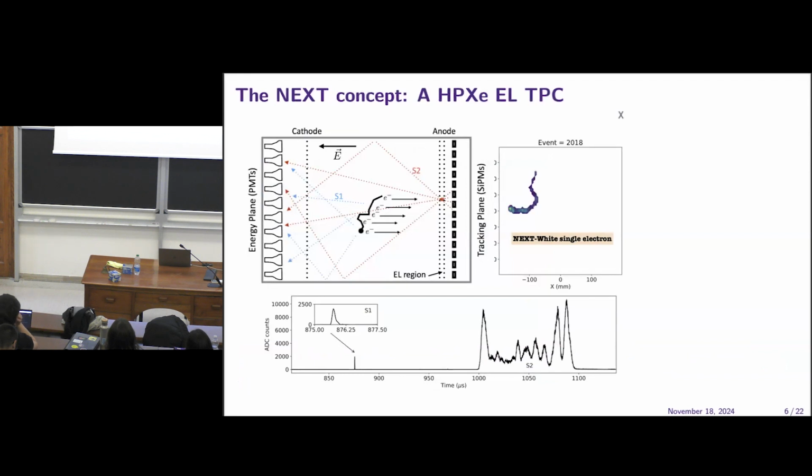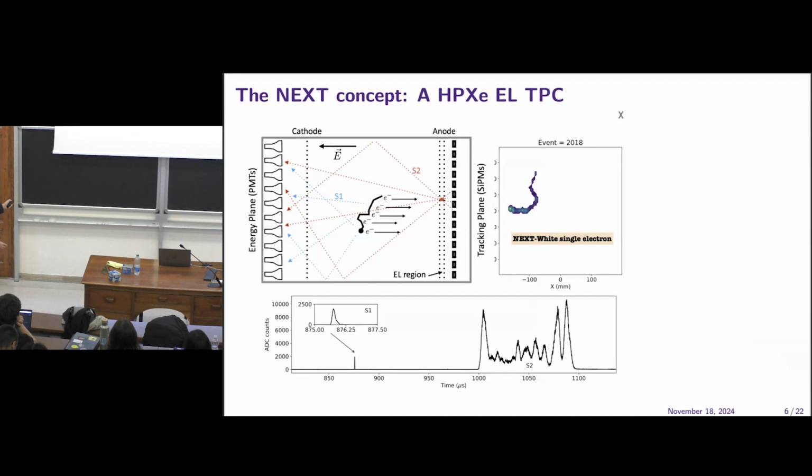So what is the next concept? The next concept combines two ideas that we have discussed. First, the idea of the gas proportional chamber. Second, the idea of the TPC. So let's go through the movements.